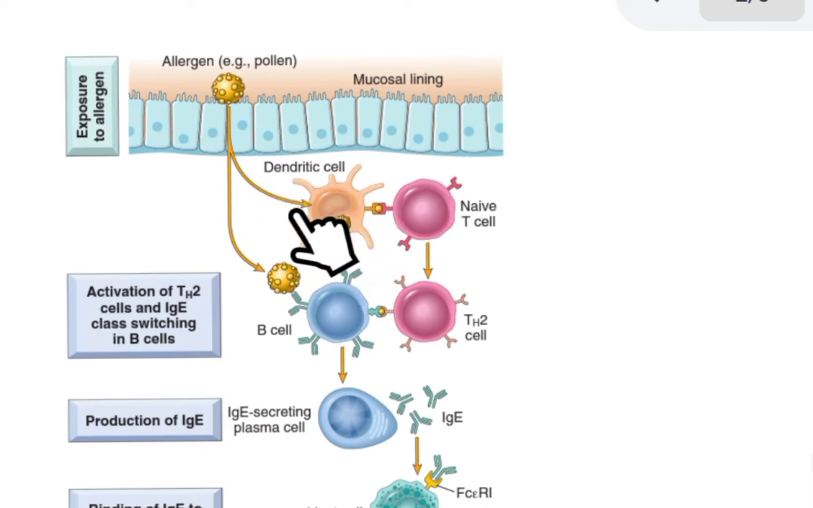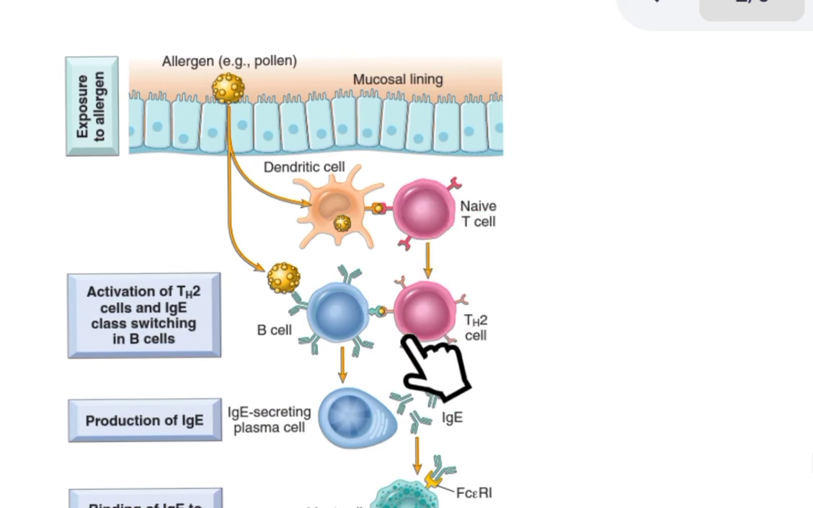Dendritic cells engulf this allergen and present it on the MHC2, also known as major histocompatibility complex type 2. When they present this antigen or this epitope, they cause the naive T cells to bind to this epitope and become activated, or mature, to become T helper 2 cells. Once they become T helper 2 cells, they are going to cause the production.